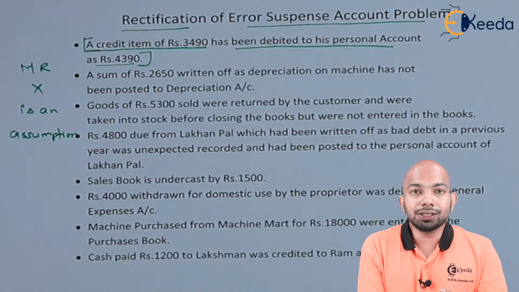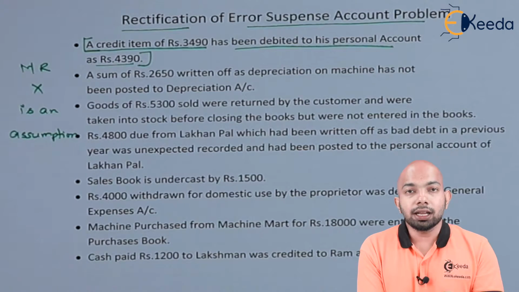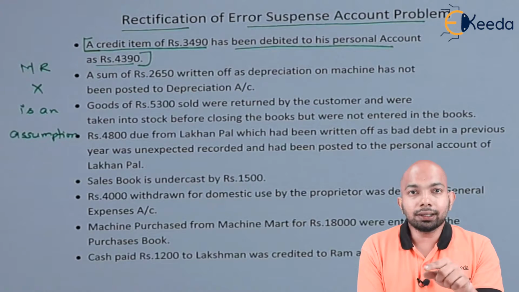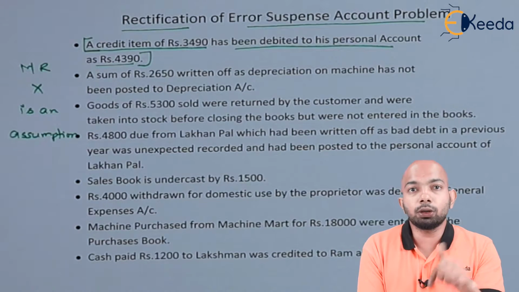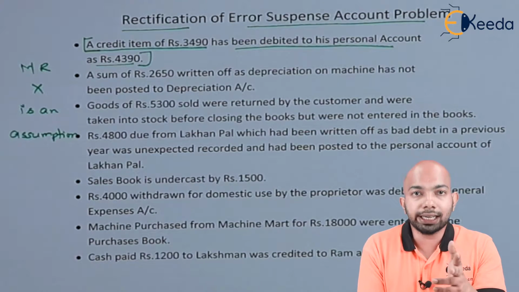The first illustration states that a credit item of 3490 has been debited to his personal account as 4390. In such a scenario, the item which was supposed to be credited for 3490 has been debited to Mr. X's account as 4390.